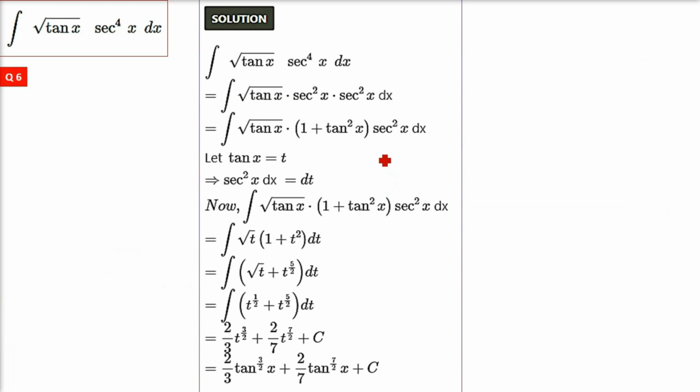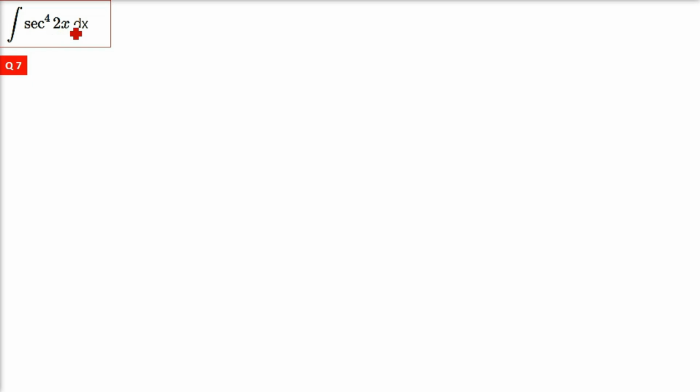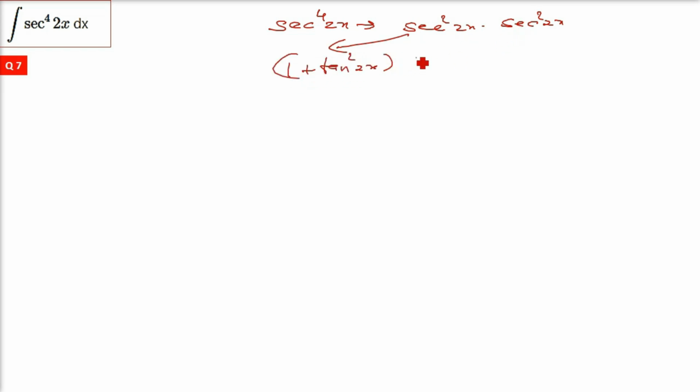So this is the reference for this question and this is how you have to write. Sec raised 4 2x dx. Now sec square x is related to tan x; there is a relationship between sec square x and tan x that we already know, and when we differentiate tan x, we get sec square x. So sec raised 4 2x can be written as sec square 2x into sec square 2x. Now this sec square 2x can be written as 1 plus tan square 2x. This sec square 2x comes here.